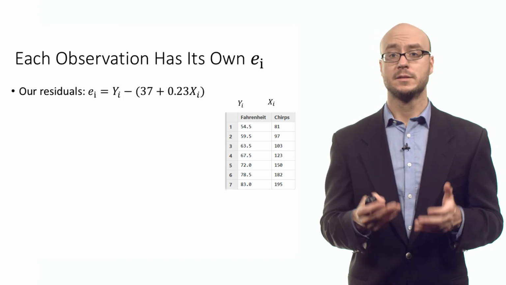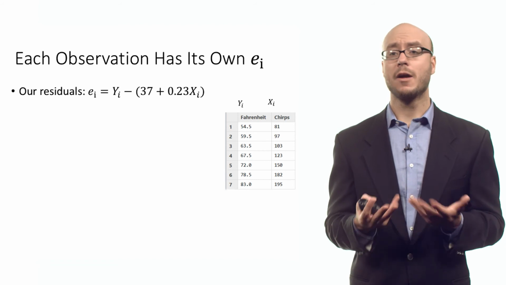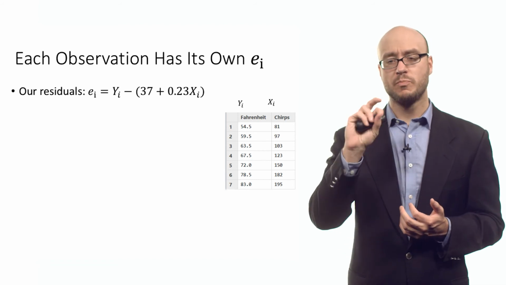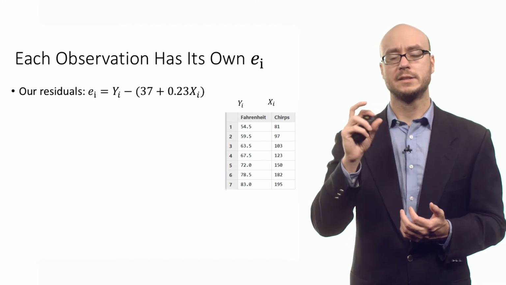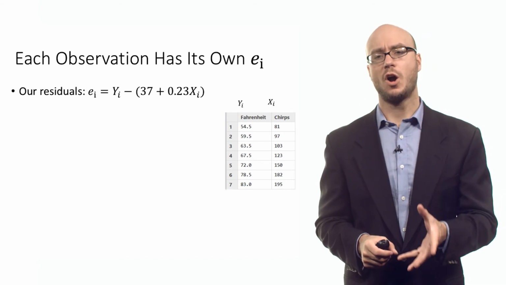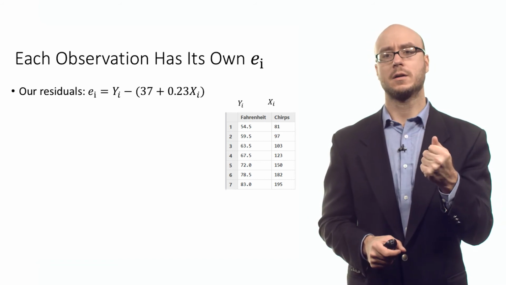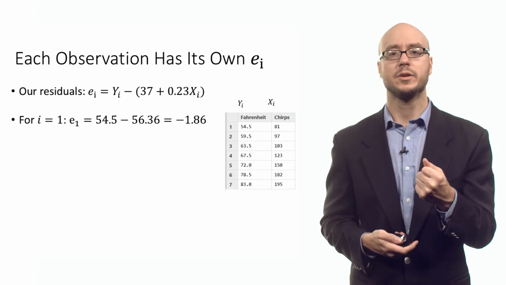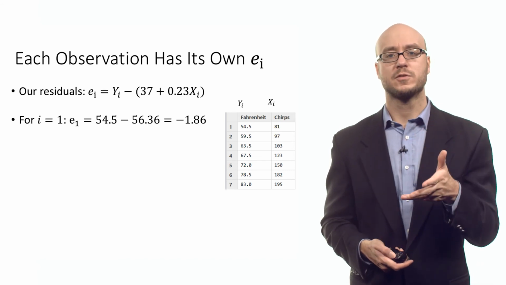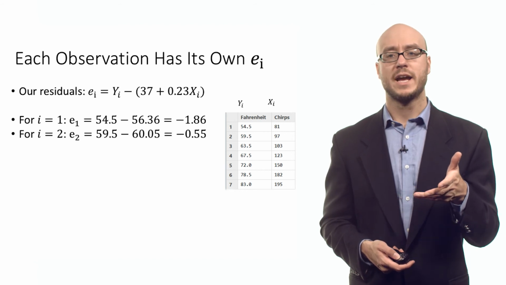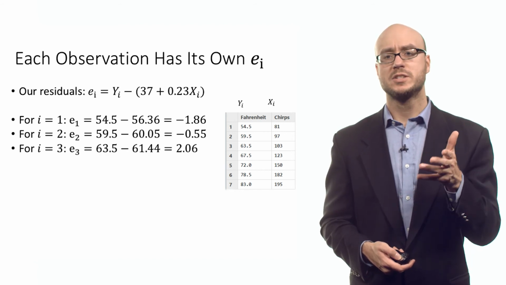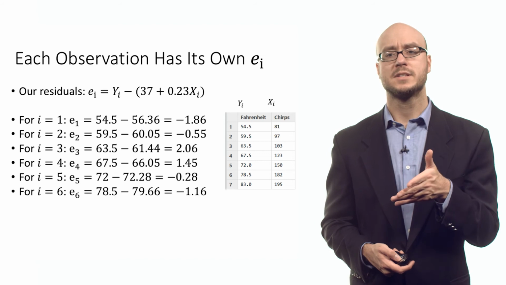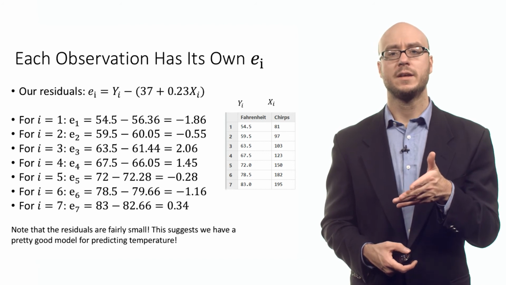In a similar way, each observational unit has its own error or residual. Each data point is off by a little amount. So our residuals are simply the raw values of our outcome, from which we subtract out the y hat, the fitted or predicted value. For i equals 1, for that first row, we have a residual of negative 1.86. And we can see that some residuals are negative, some are positive, and they really differ.